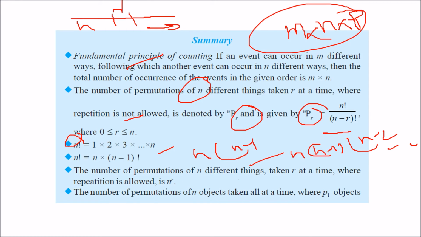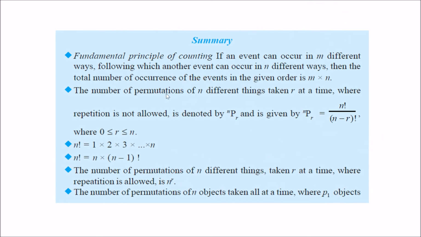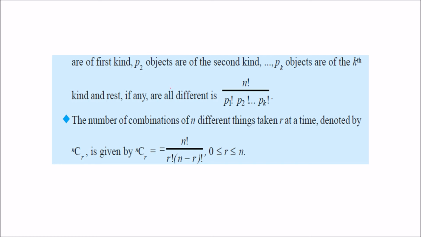Next, the number of permutations of N different things taken R at a time is N to the power R if repetition is allowed. Then the number of permutations of N objects taken all at a time, where we have indistinguishable objects of the same kind, is factorial N divided by the factorials of the number of times these are repeated. And then we came across NCR. NCR is nothing but factorial N by factorial R factorial N minus R. So this was all about permutation and combination.